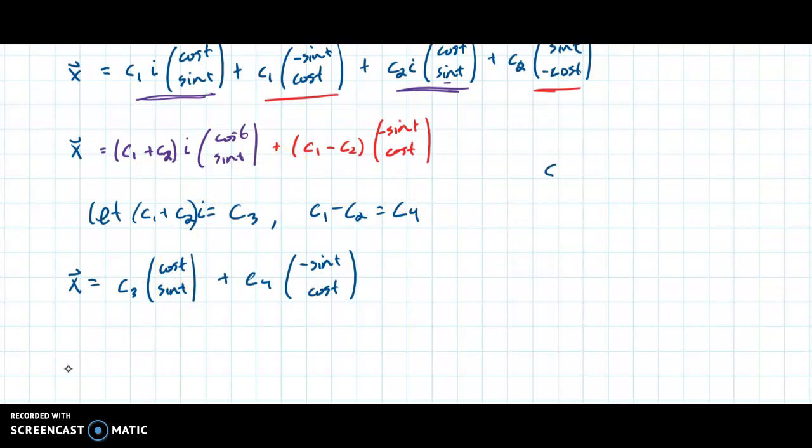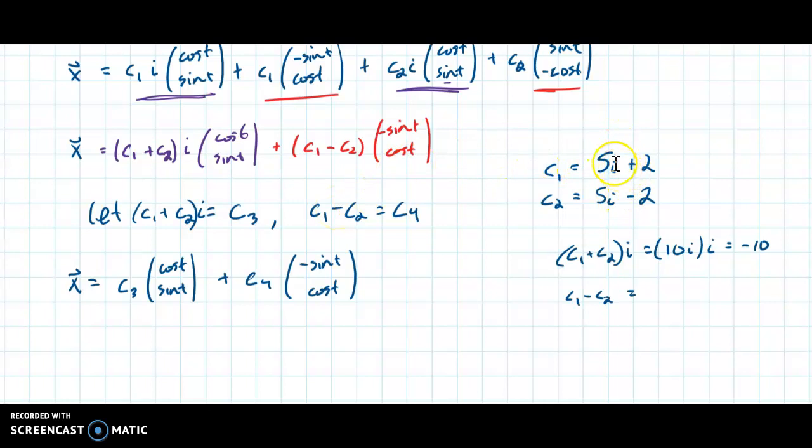So look, this is just one example. If C1 is equal to 5i plus 2 and C2 is equal to 5i minus 2. Well, look, if I take C1 plus C2, if I add these two things, the 2's cancel. And I get 10i. So what I would get is C1 plus C2 times i. That gives me 10i times i, which squares out the i and gives me real. So negative 10. And then watch what happens if I subtract these. If I do C1 minus C2, when I subtract them, the 5's cancel with each other, and I'm just left with reals. So I get 2 minus a negative 2, which is 4. And see, that makes C3 and C4 both real.